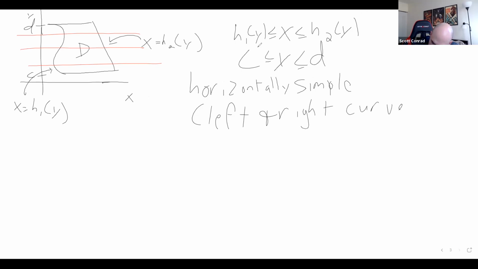So we say our region D has definite left and definite right curves. Right, you do your horizontal line test. It's always going to hit your region D on the left side in the same curve, and on the right side in the same curve on that side.